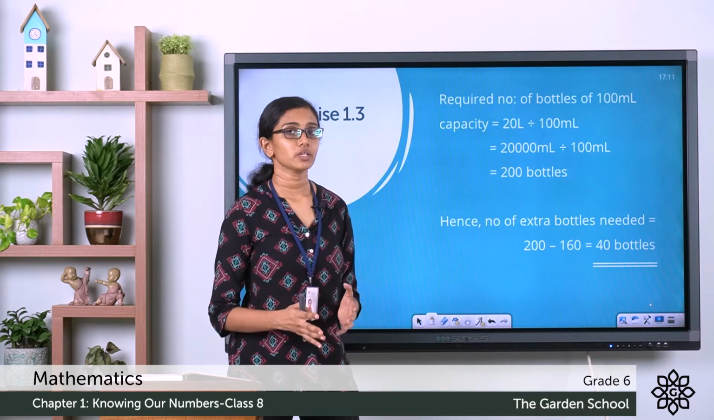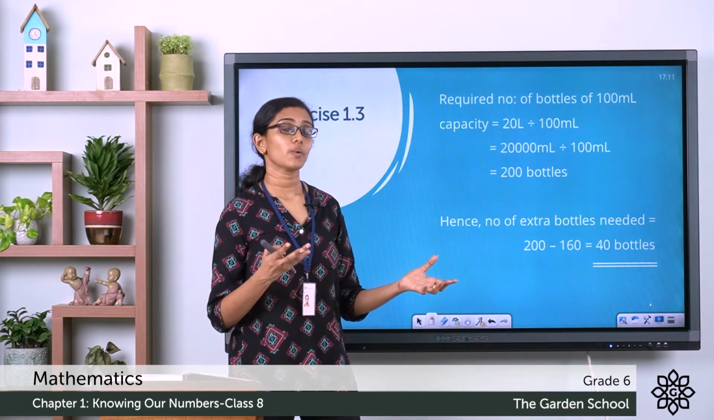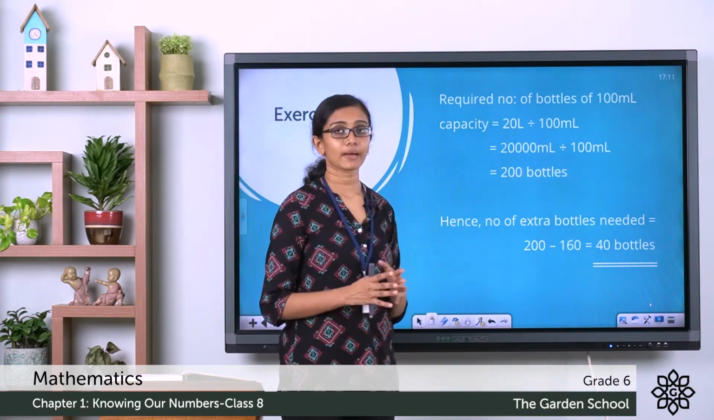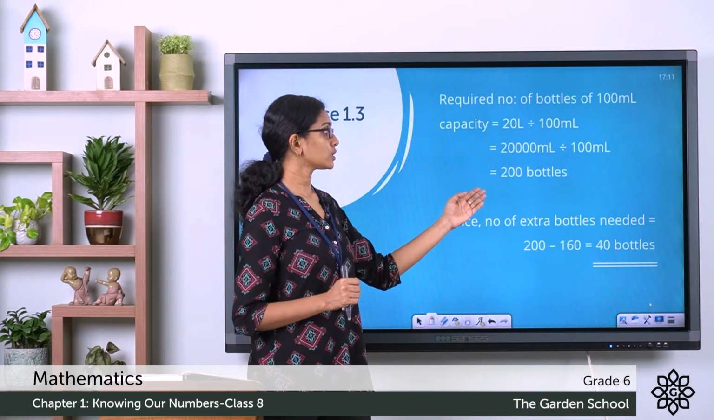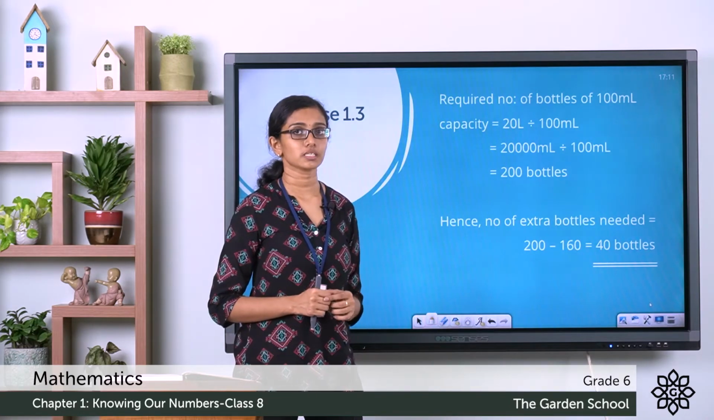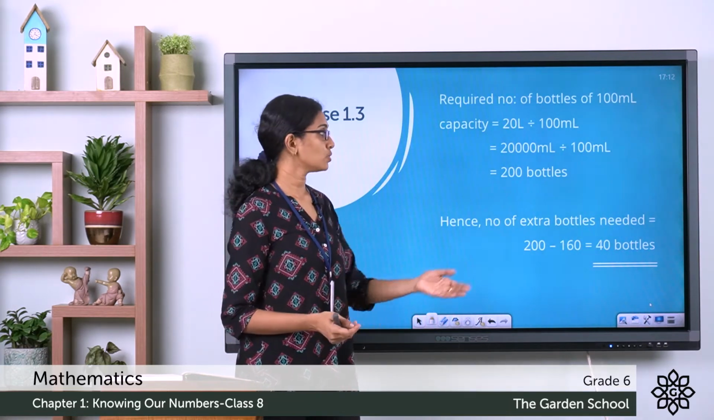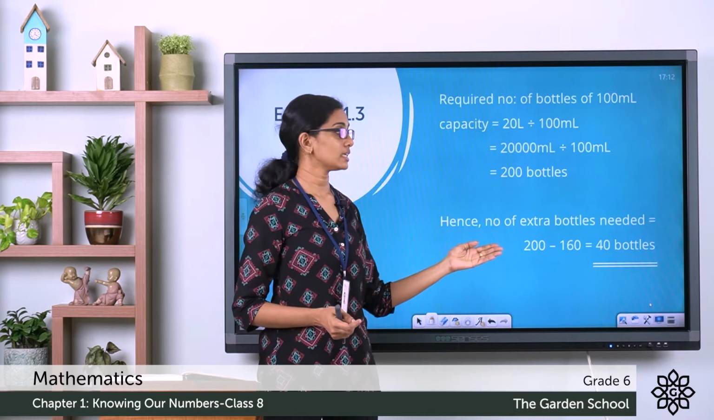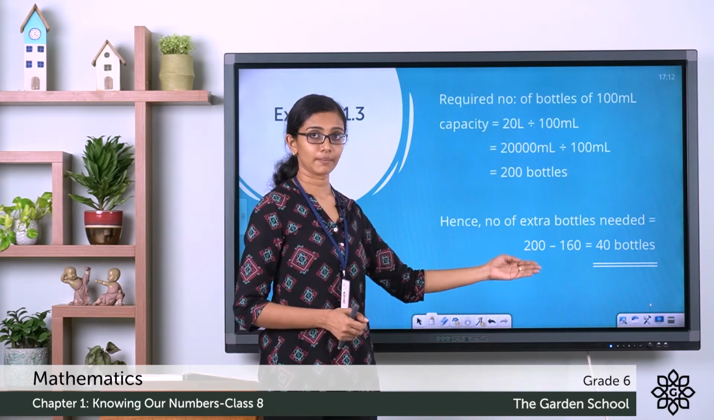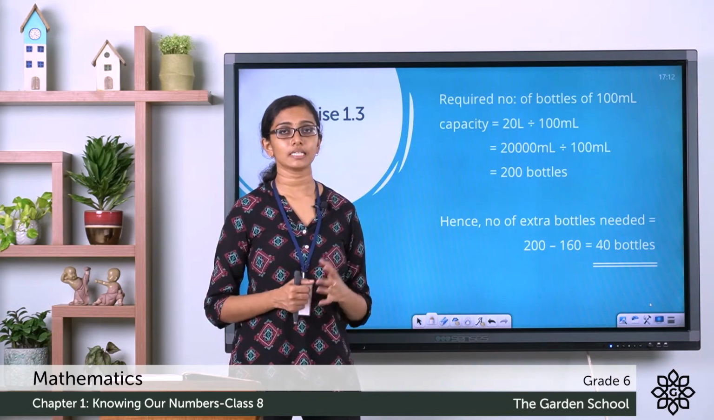So, if they were using 125 milliliter capacity bottles, they would have required 160 bottles, and if they are using 100 milliliter capacity bottles, they will require 200 bottles. So, you see there is a difference between the number of bottles. The extra number of bottles that they need is equal to 200 minus 160. Number of bottles of 100 milliliter capacity minus number of bottles of 125 milliliter capacity.